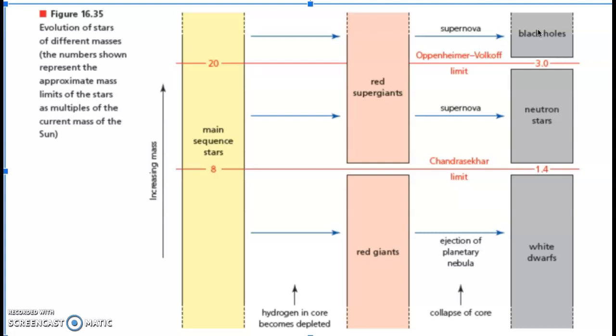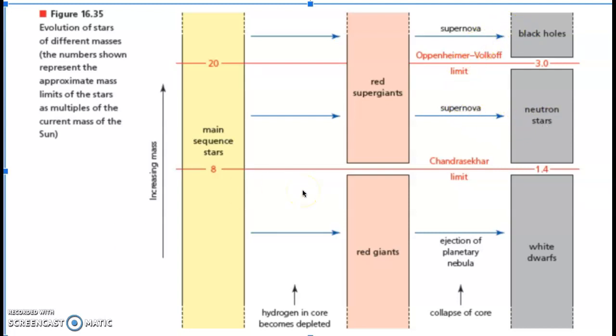Now for this, we require another limit. And that limit is the Oppenheimer-Volkoff limit. At 20 solar masses, so we're talking about stars that are 20 times the mass of the Sun, the red giant supernovas and becomes a black hole. Anything below that is a neutron star.